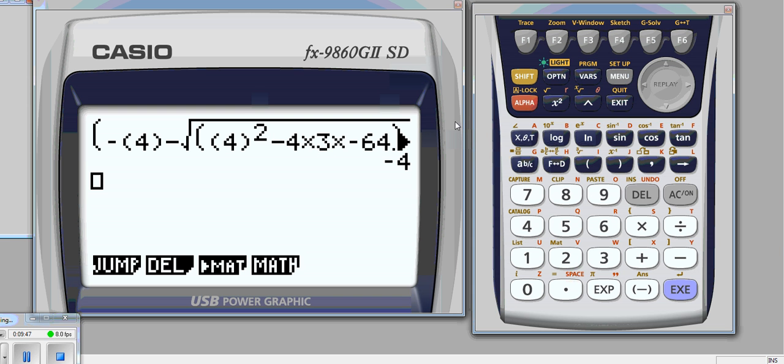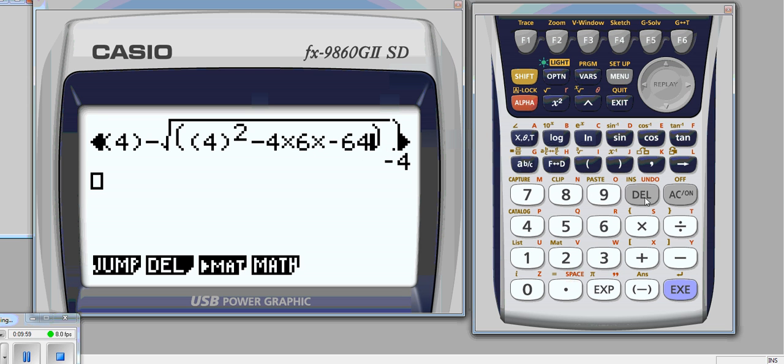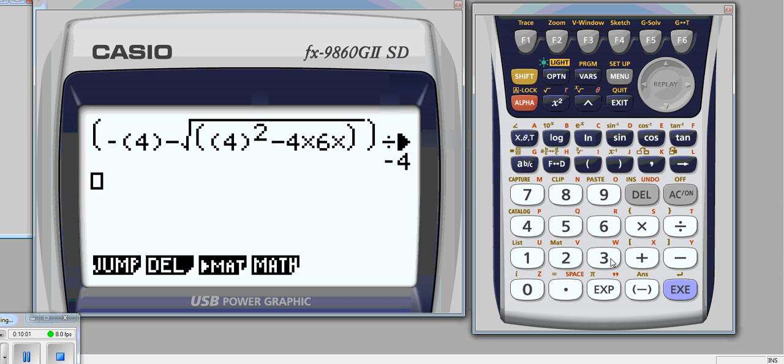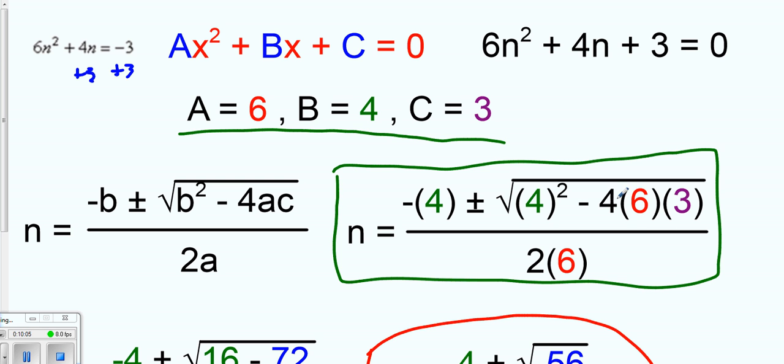As we keep going through our quadratic formula, it's 4 times A times C. Well, our A value is no longer 3. In our function, it's going to be 6. And this C value was not -64, it was 3. So 4 times 6 times 3. And if we come back to this one, here it is, 4 times 6 times 3. And it's all over 2 times A, which is 2 times 6.